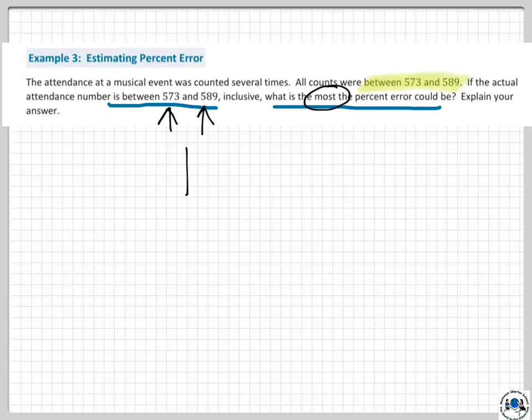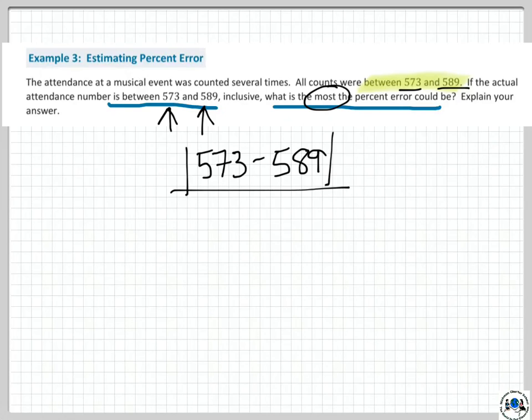Okay, the absolute value of 573 minus 589. Because we've taken the lowest and the highest, we know that's our range right there. And we divide that by... actually, to give us our greatest error, that would be the lower number.